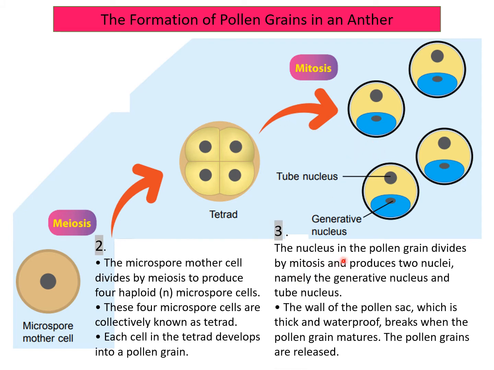And then the nucleus in the pollen grain divides by mitosis to produce 2 nuclei, namely the generative nucleus and the tube nucleus. This blue color is the generative nucleus, and this one is the tube nucleus. The wall of the pollen sac, which is thick and waterproof, breaks when the pollen grain matures. The pollen grains are released.